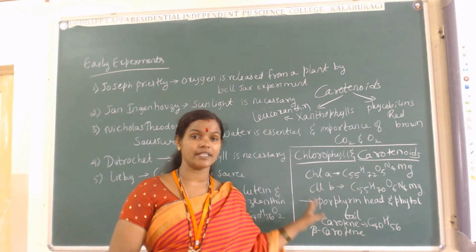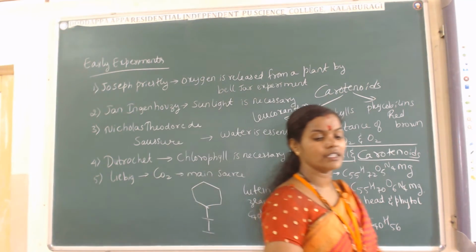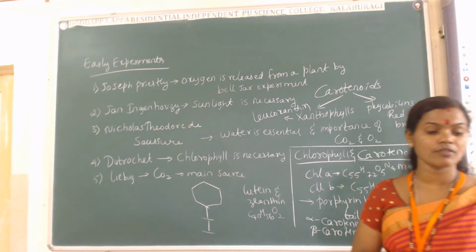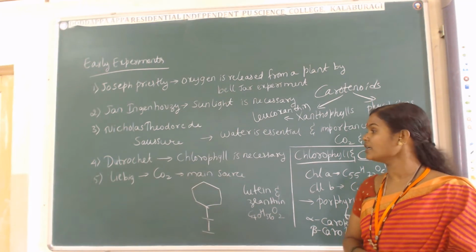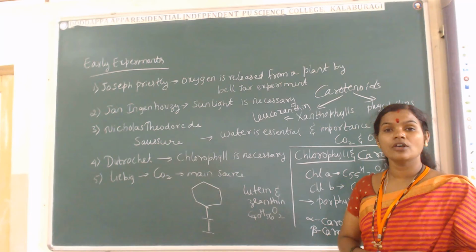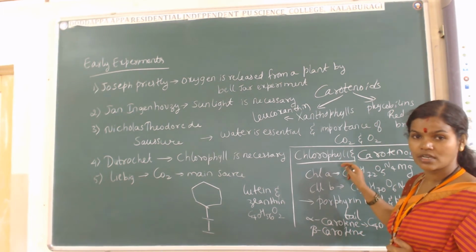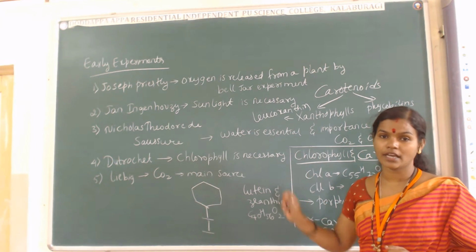So along with the chlorophyll pigment we are completing the raw materials required for photosynthesis. Okay, so you write only about chlorophyll and carotenoids.